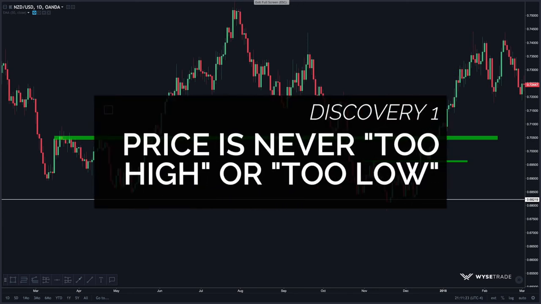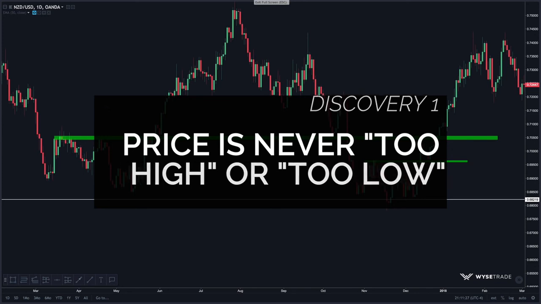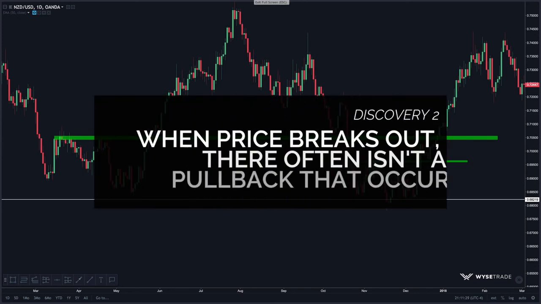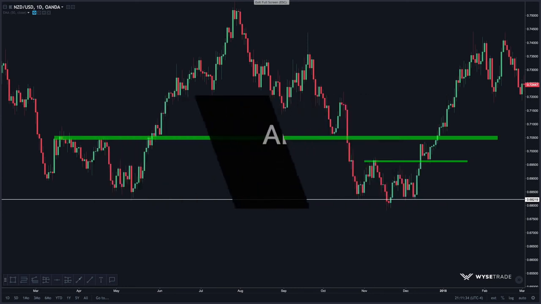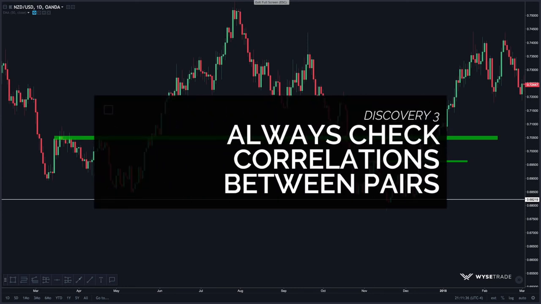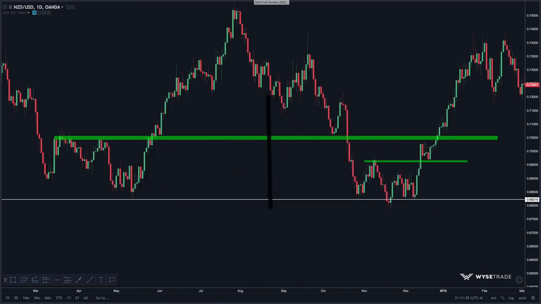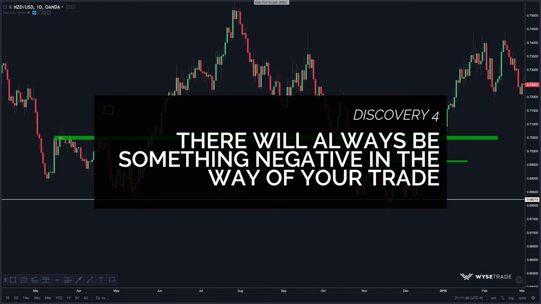1. Price is never too high or too low. Always wait for the market to tell you what it wants to do. 2. There isn't always a pullback during a fresh breakout. 3. Always check correlations to see the bigger picture. 4. There is always something in the way of a good trade.